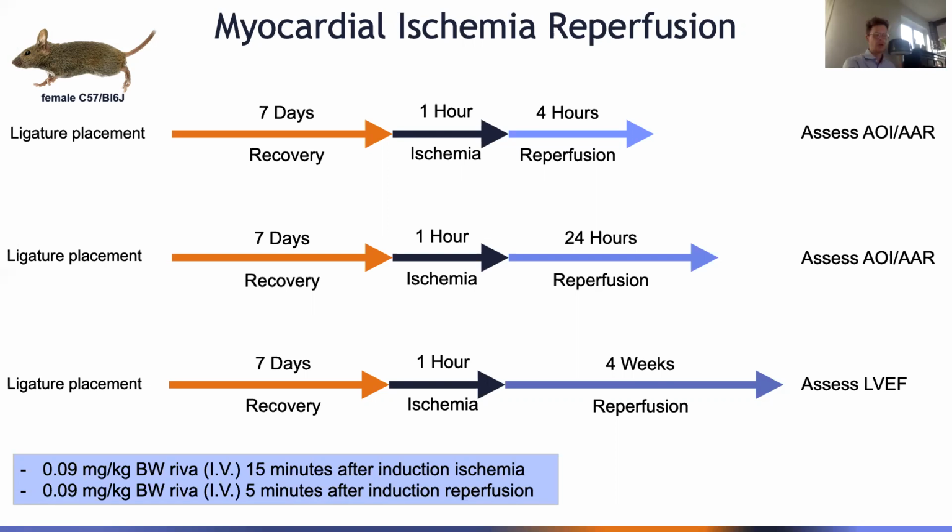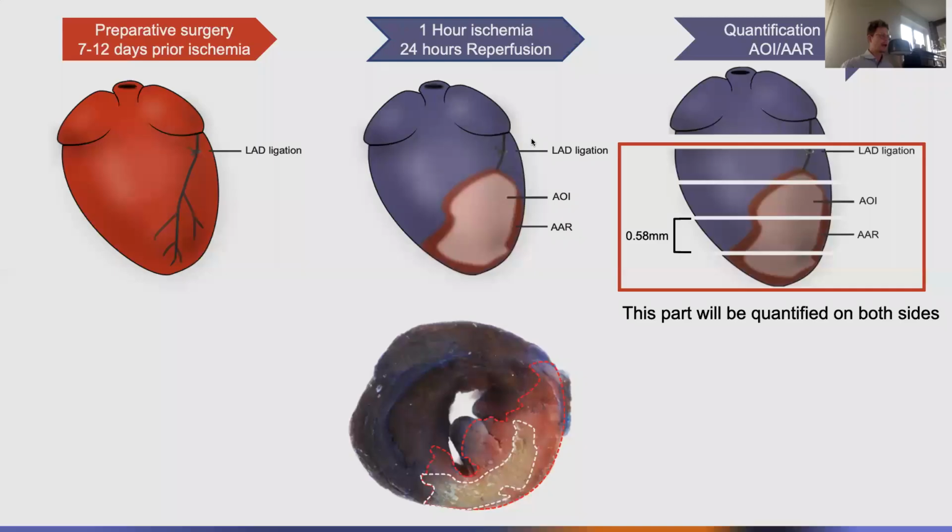We treated these mice with two injections of rivaroxaban, the first 15 minutes after the induction of ischemia, and the second one 5 minutes after the induction of reperfusion. We then measured the area of infarction over the area at risk. Here you see the site where we ligate the LAD. Of course, you then get an infarction downstream of that vessel, where you see the area at risk in red, and the area of infarction, the actual dead cells, in pale white.